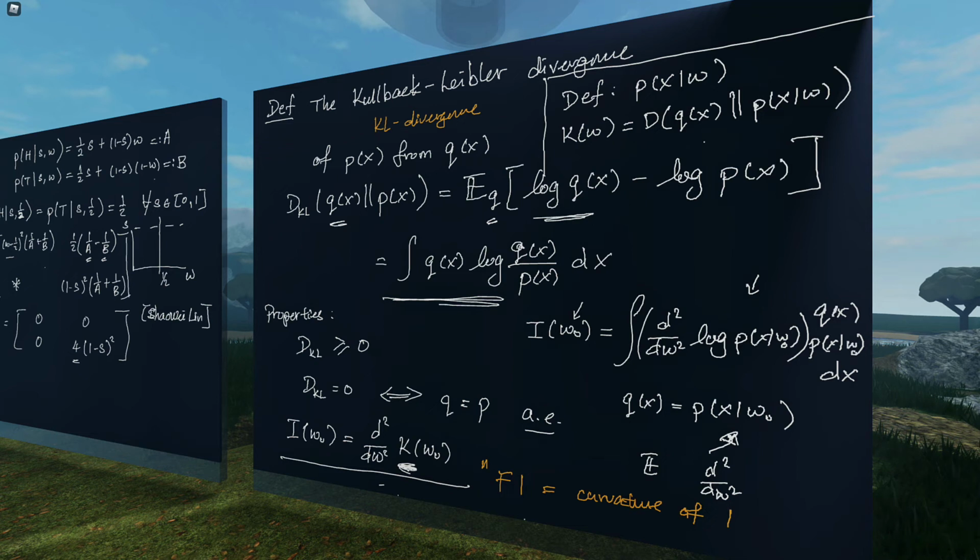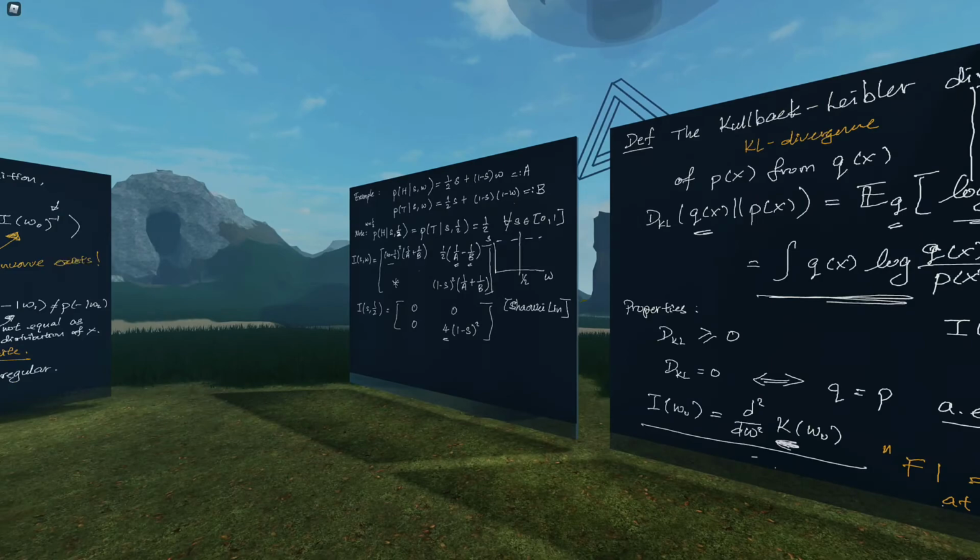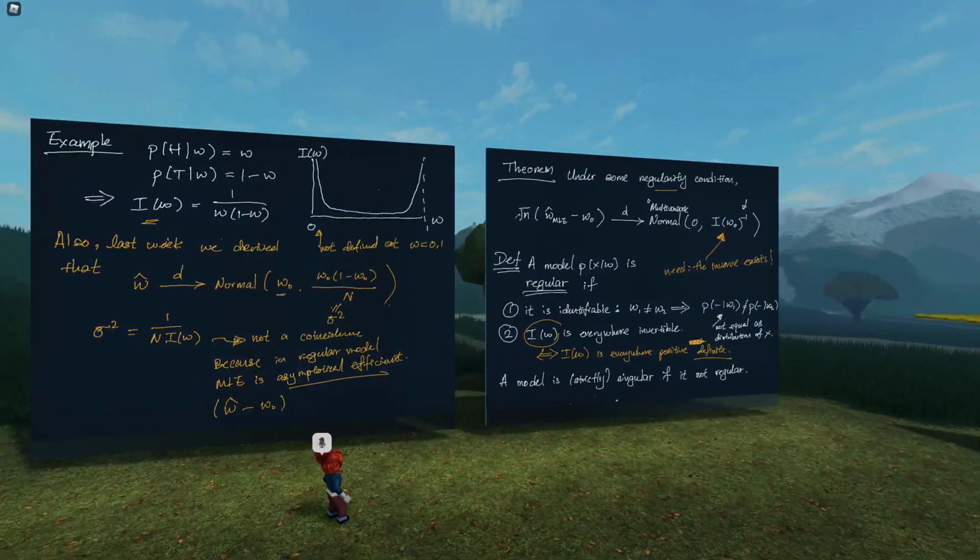Okay, so let me complete my sentence: the Fisher information is equal to the curvature of this rather important function at the true parameters. Okay, let's move back to the first board to see some pictures and finally see some hints of geometry.